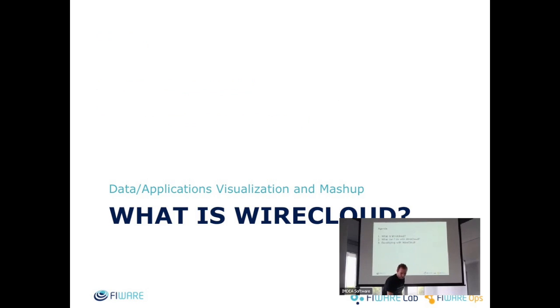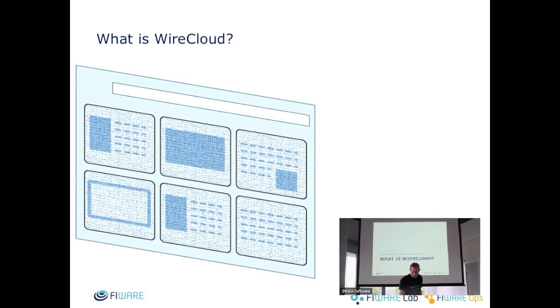Well, let's start with what WireCloud is. WireCloud is a mashup engine. Well, that may not tell you many things. Let's divide the mashup into pieces and put them together to make a full idea of what it is. Let's start with a widget. We call widgets small parts of an interface. They have interface and they have behavior. They are small parts of an interface focused on specific and small tasks.